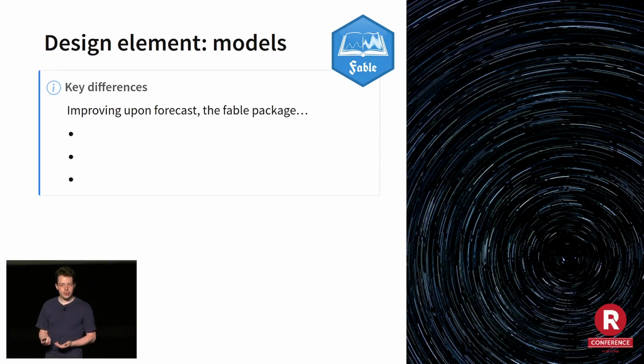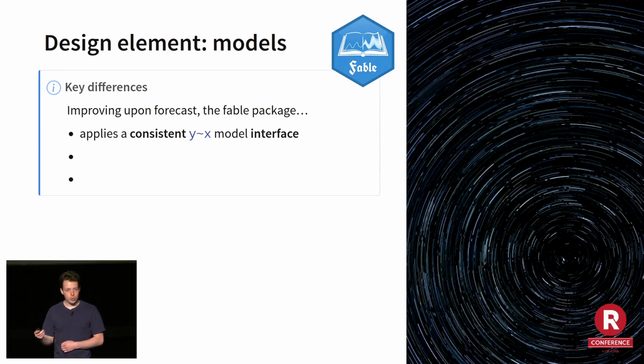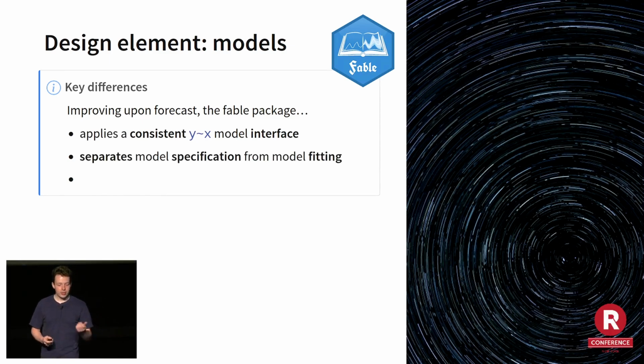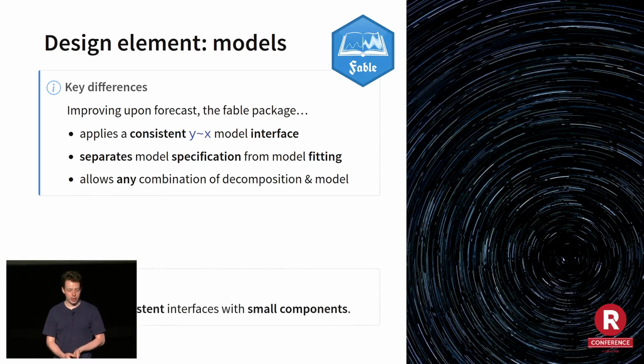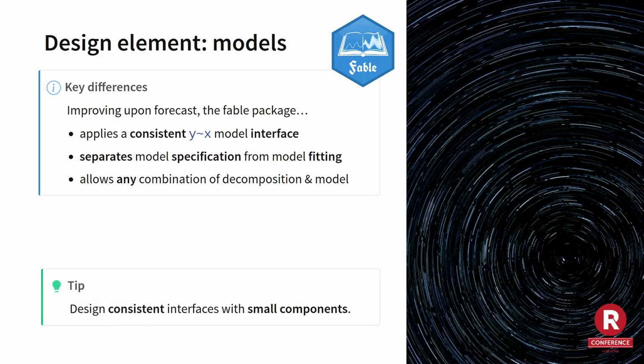So some key differences between forecast and Fable for modeling. Fable has a consistent interface, the formula interface. It separates specification from fitting a model, and it allows any combination by doing this separation. You can apply models of models in very flexible ways. So think about designing consistent interfaces built up of very small components, very small building blocks to get a more flexible general approach.